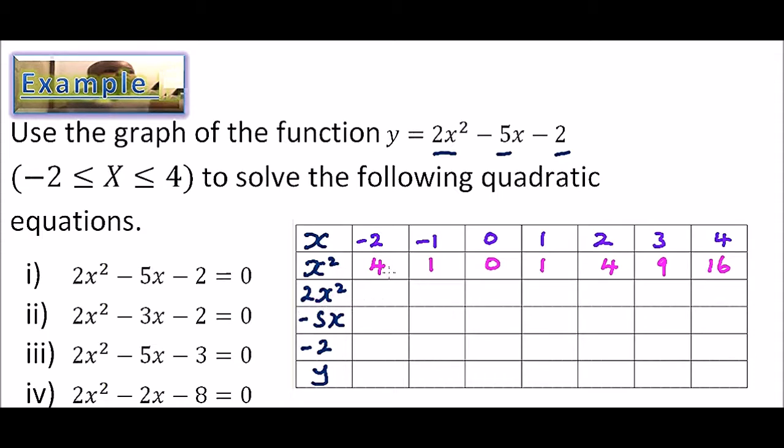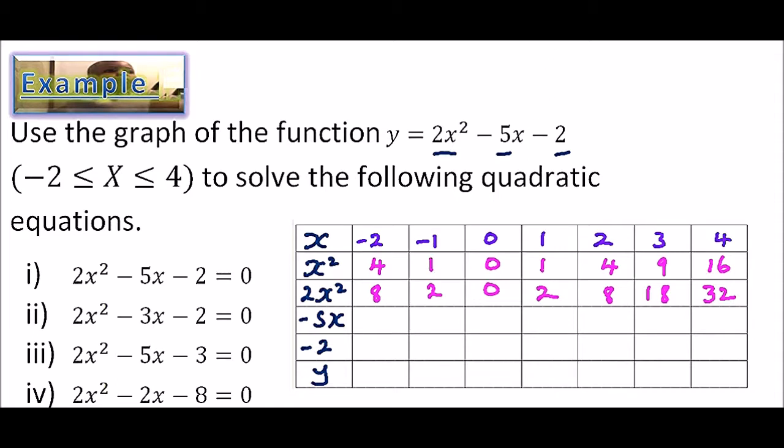Then we multiply the x squared by 2. So this is 2 times 4, we get 8. 2 times 1 you get 2. 2 times 0 you get 0. 2 times 1 we get 2. 2 times 4 we get 8. 2 times 9 we get 18. 2 times 16 we get 32.